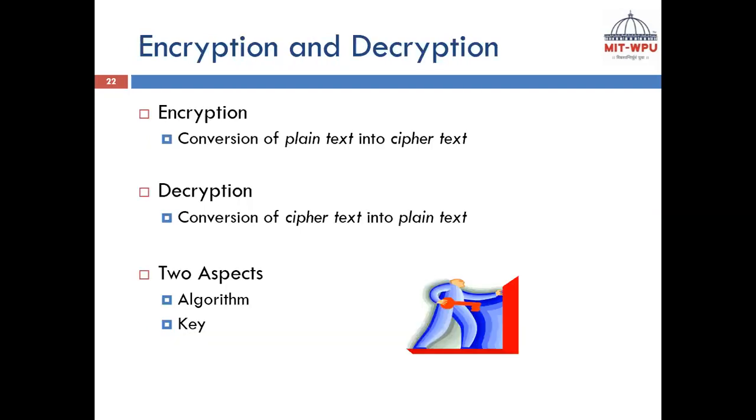While operating this, there are two entities called encryption and decryption. They play a very important role in cryptographic algorithms. Encryption is the conversion of plain text into ciphertext, whereas decryption is the conversion of ciphertext into plain text. While doing this encryption and decryption, there are two aspects, the algorithm and the key, which play a very important role.